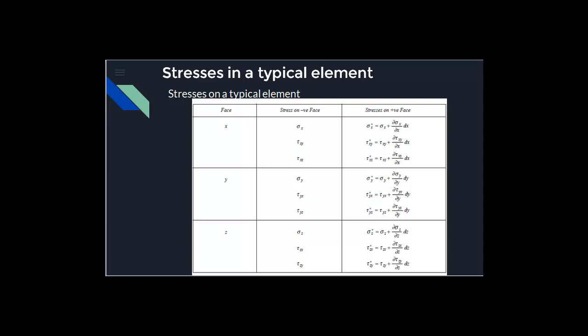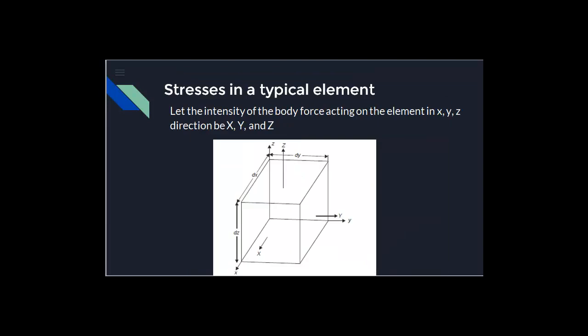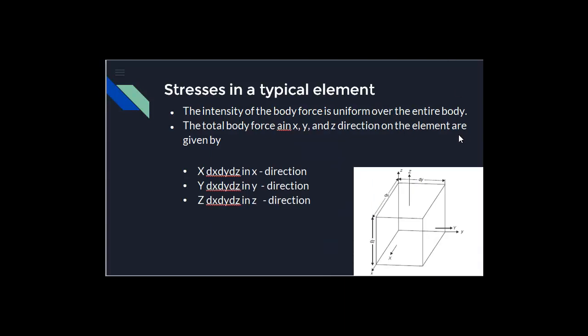Now I am introducing a new term called body forces. Let the intensity of the body forces acting on the element in the x, y, z directions be capital X, capital Y and capital Z. In most cases we neglect body forces, but in order to determine the stresses along the x, y and z directions, the body forces are now taken into account. The intensity of the body forces will be uniform over the entire body. The total body force in the x, y and z directions on the element will be given as capital X into dx, dy and dz, which represent the size along x, y and z, and capital Y into dx, dy and dz in the y direction.